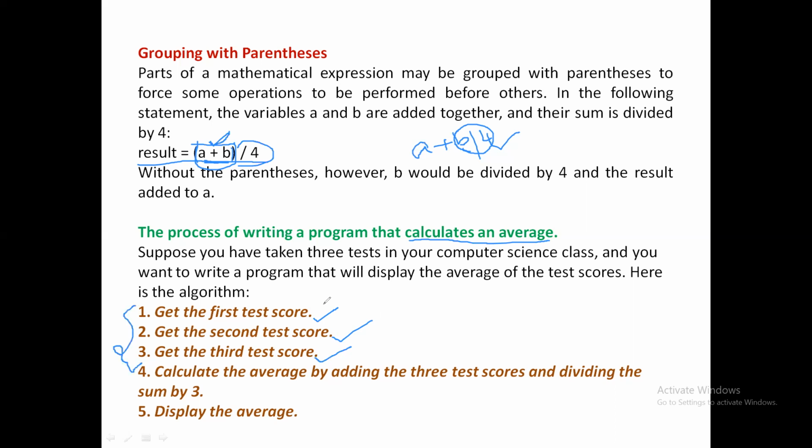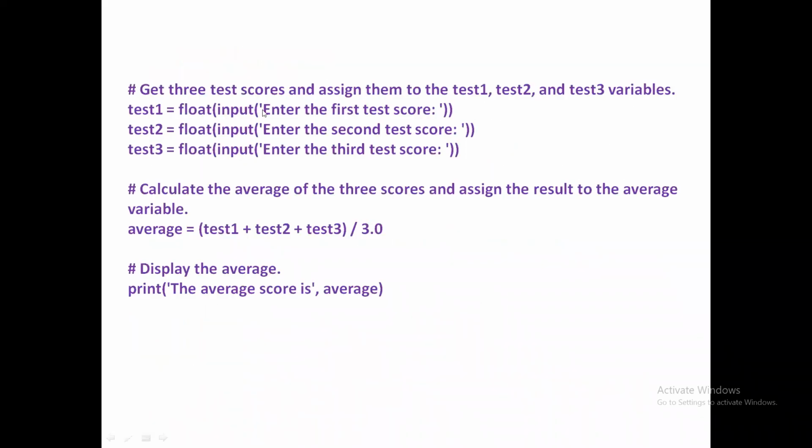Test score is nothing but marks. I would like to calculate the average by adding the 3 test scores and dividing the sum by 3. Because it is 3 test scores, I will divide it by 3 to get the average. And finally, I will display the average. Now I will explain the importance of parentheses while solving this particular example. Let me show you the program.